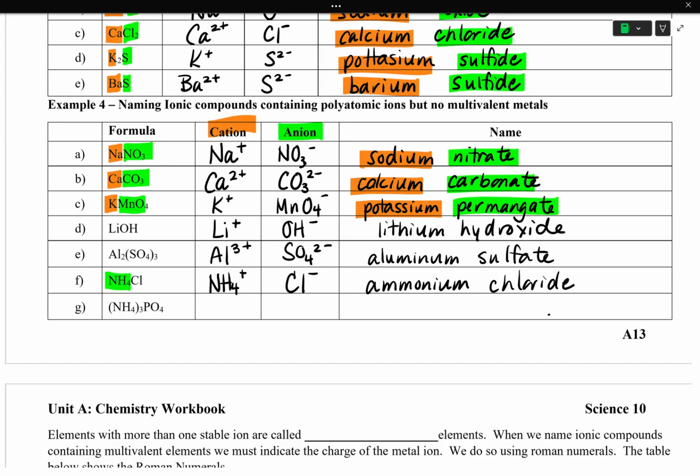Last one, again, we've got ammonium now. And you'll notice ammonium in this case is bracketed with a 3. That 3 is telling you that you need 3 of those NH4s. Okay? So this is NH4+, PO4 3 negative. So you should have ammonium phosphate.